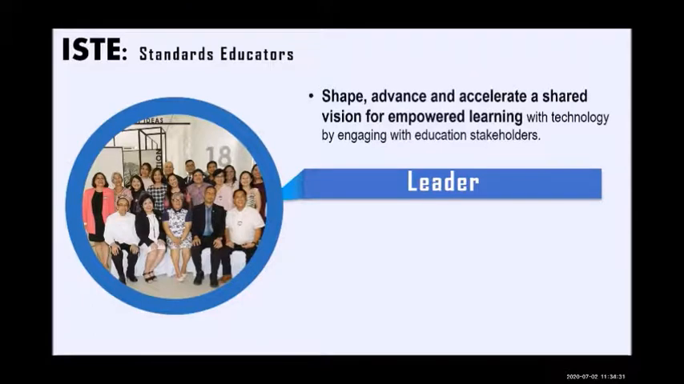So we need to be leaders, right? We need to shape, advance, and accelerate a shared vision for empowered learning. And I'm happy that entities is doing that. We share the same appreciation of the empowering role of technology in learning. We do not shy away from experimenting with possible technology and how it can improve our learning.